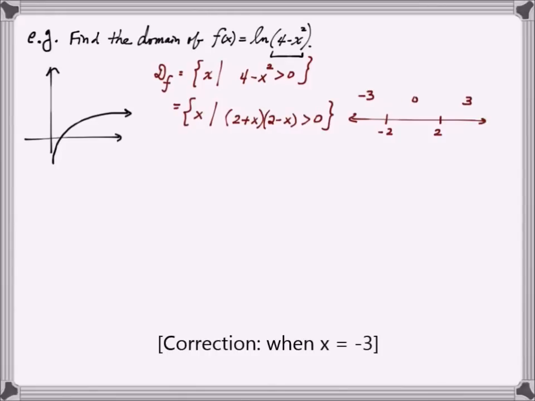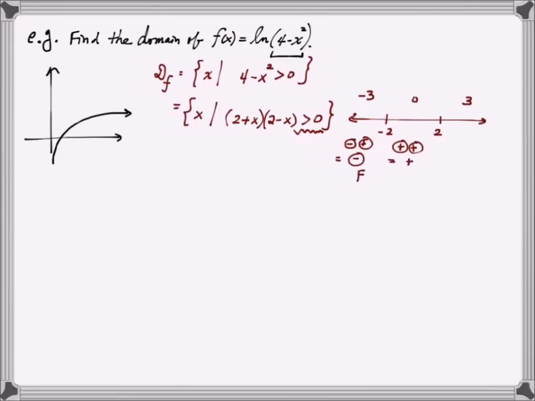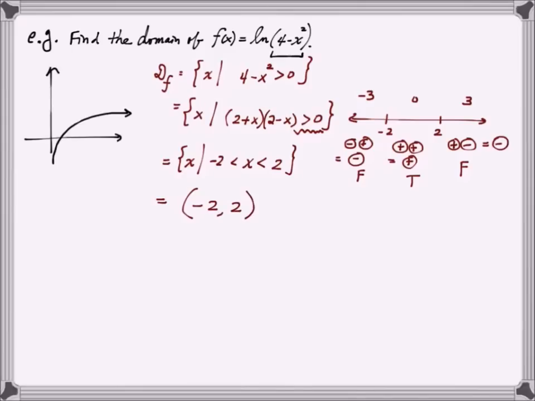So when x is equal to negative 3, I would get a negative factor times a positive factor, which gives an overall negative quantity. But I'm looking for values greater than 0, which means this is going to be a false interval. When x is equal to 0, I would get a positive factor times a positive factor, which gives an overall positive quantity, and that will be a true statement on this interval. For x equals 3, I would get a positive times a negative, which gives an overall negative quantity. Again, that is a false statement. Which means that my x value has to live in between negative 2 and 2, not including the endpoints at negative 2 and 2. To write this in interval notation, it would be negative 2 to 2, parentheses on both.